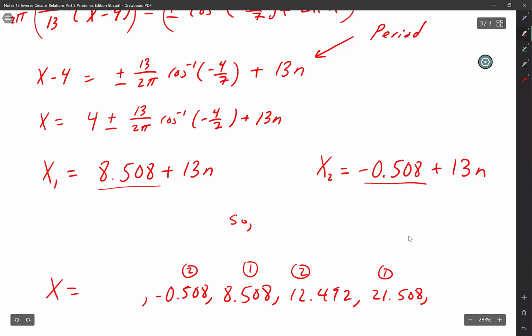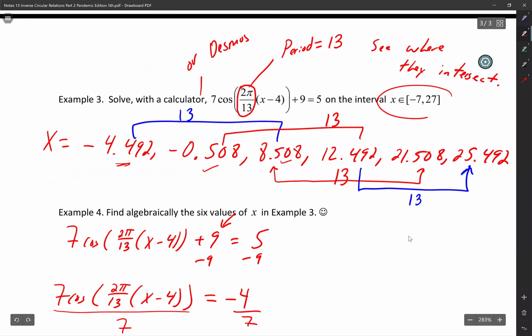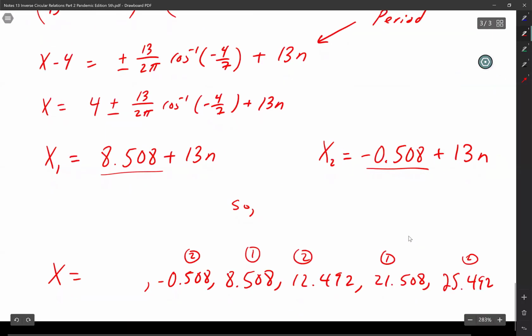And the next one is the 12, so I'm going to scroll up, push enter, plus 13, and I get 25.492. And I believe that is it, because if I keep going more, I will be outside the domain, outside of this guy. All right, so I'm missing one.